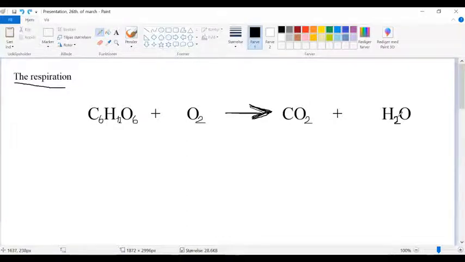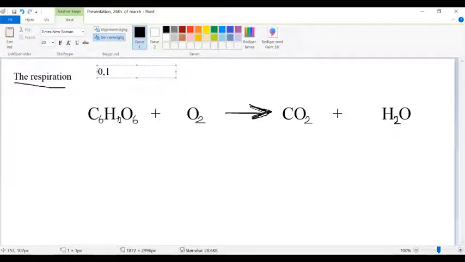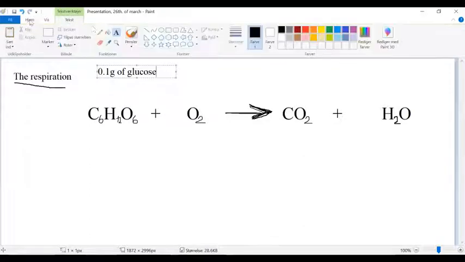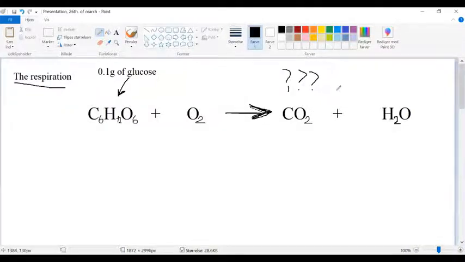But for example, when we are dealing with a problem like this and we are told that there are, for example, 0.1 grams of glucose, and we're asked how much carbon dioxide is formed. When you're asked to determine how much carbon dioxide is formed, it's always mass that is asked about. So we need to figure out what the mass of carbon dioxide is. I'll just delete this. And we know that we have 0.1 grams of sugar.